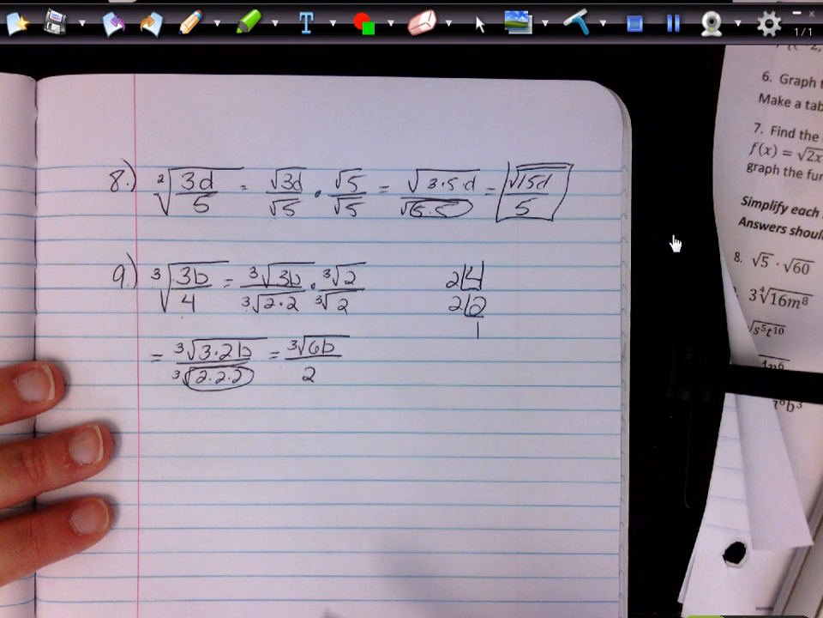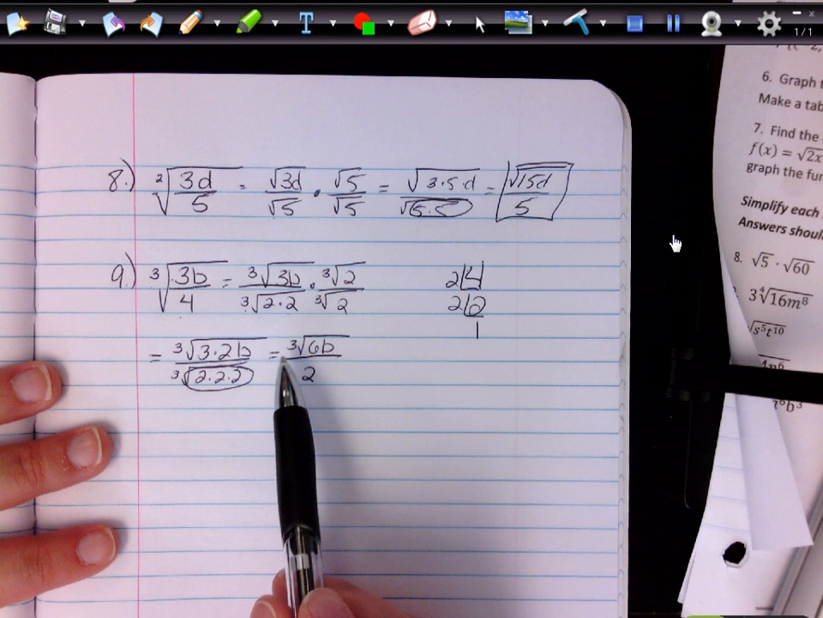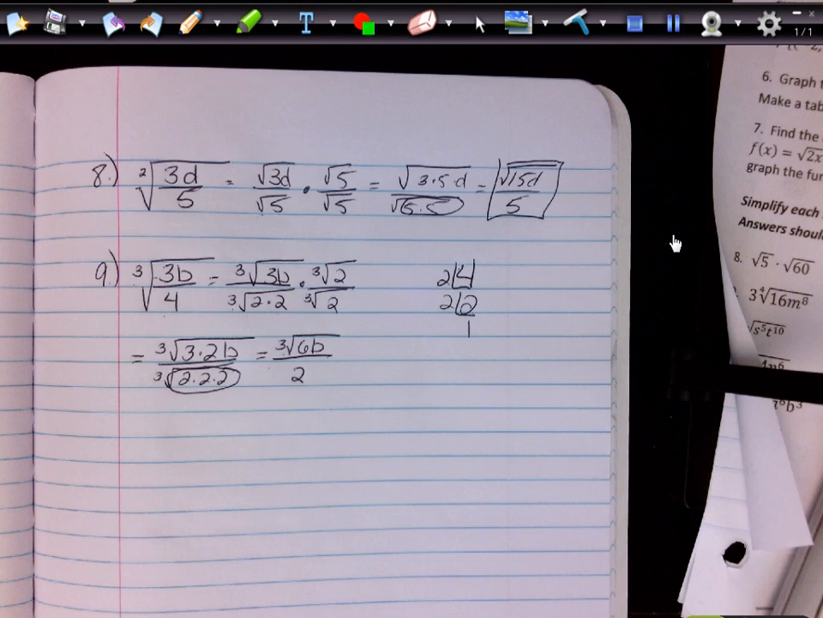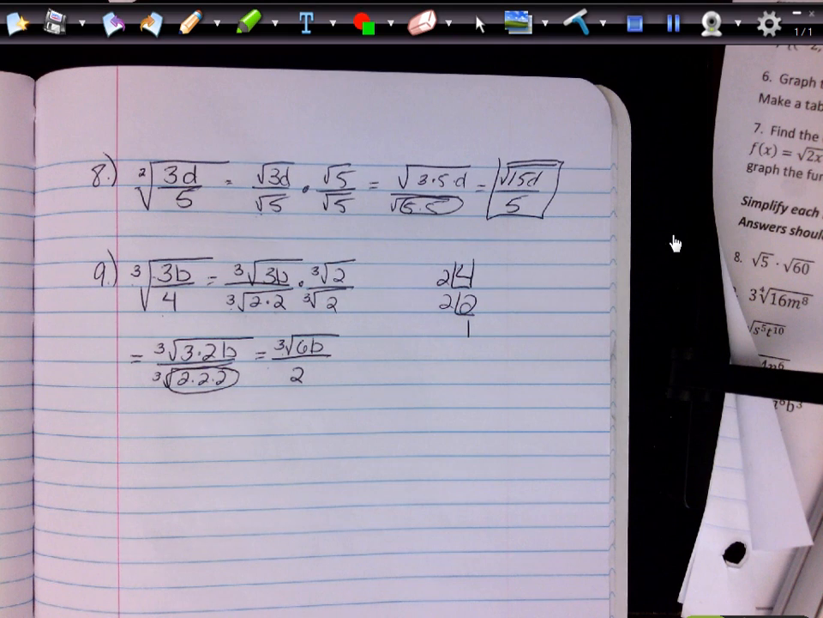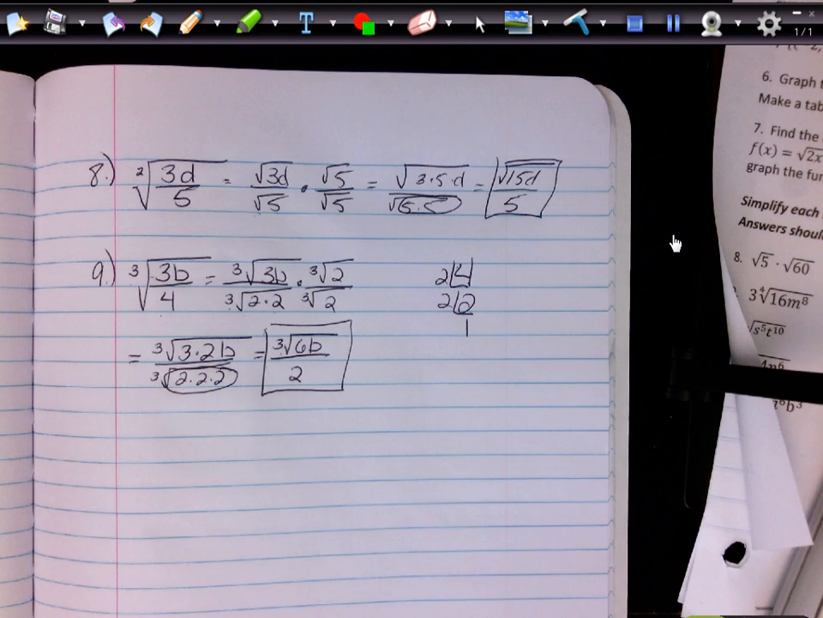The big thing here again is not to reduce the 6 over 2 because it's not 6, it's the square root of 6, and also to make sure you still keep your third root in your answer and make sure you don't accidentally leave it off. So that is your final answer. Please make sure you have all of that written before you move on.